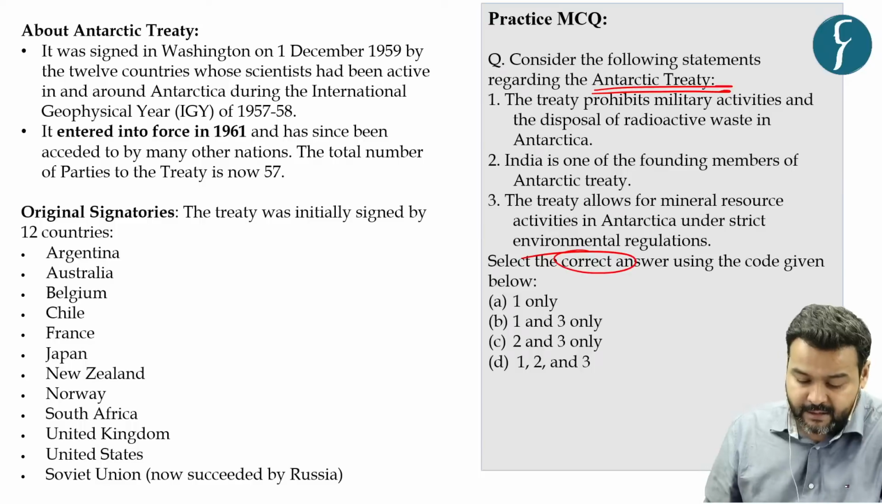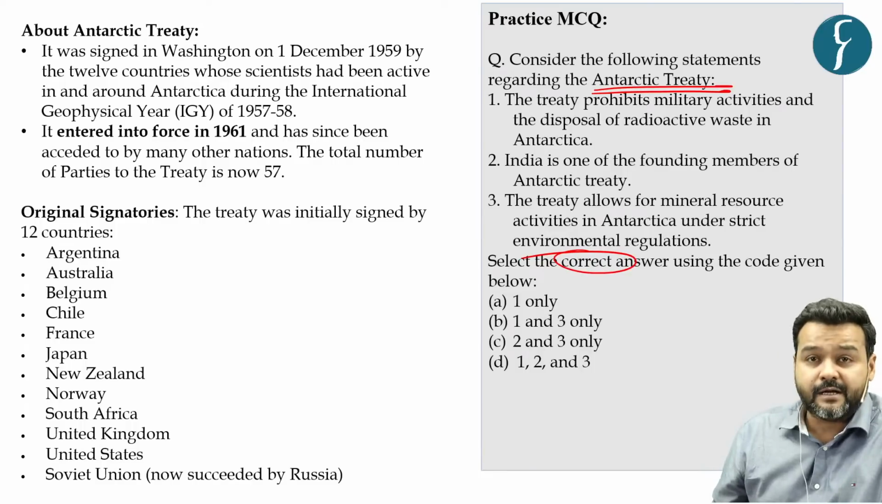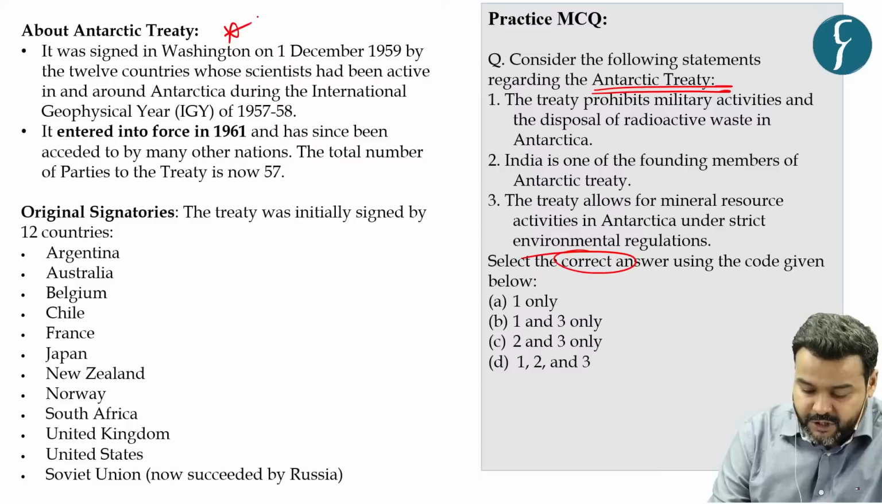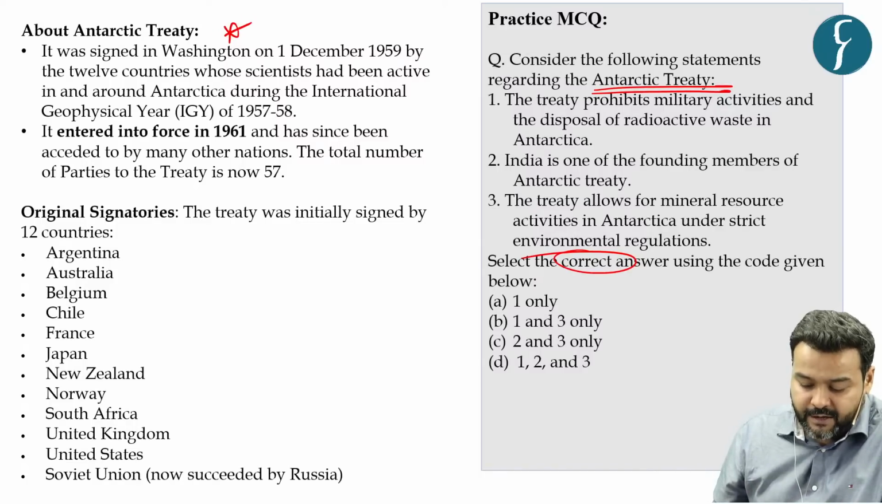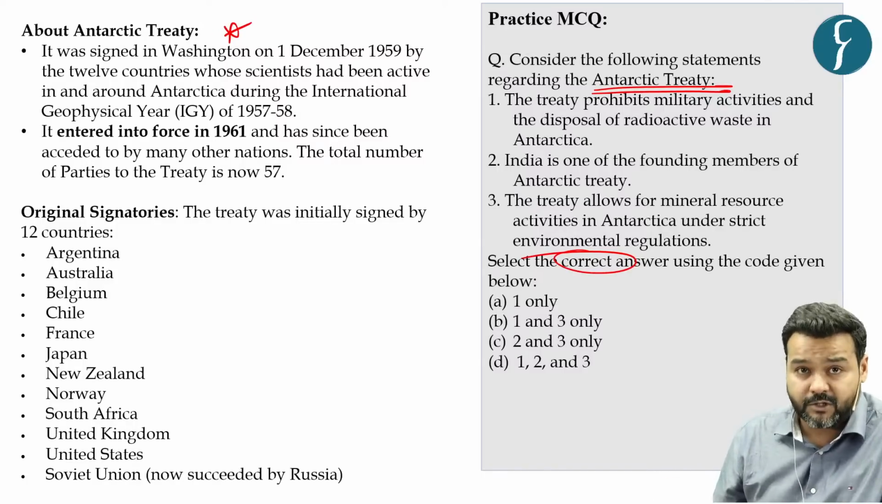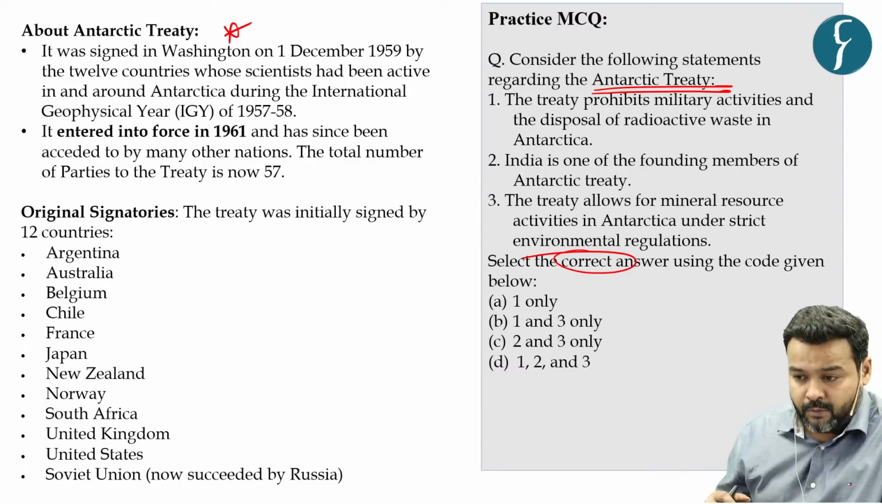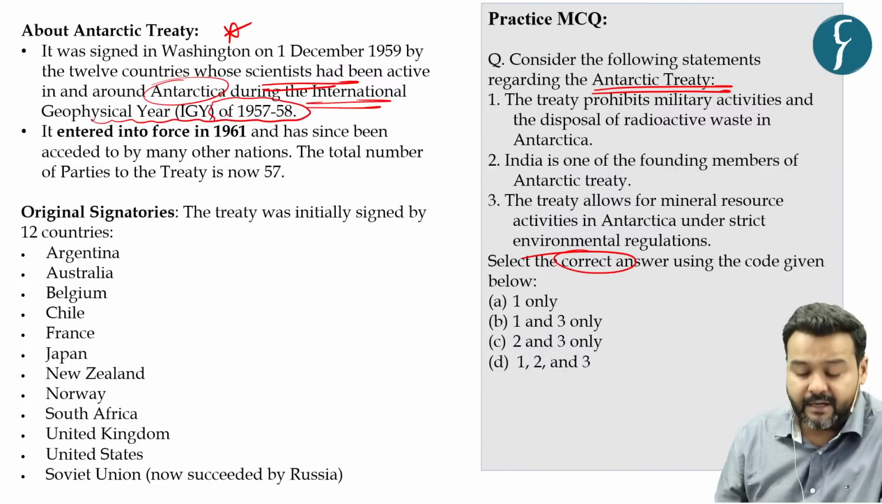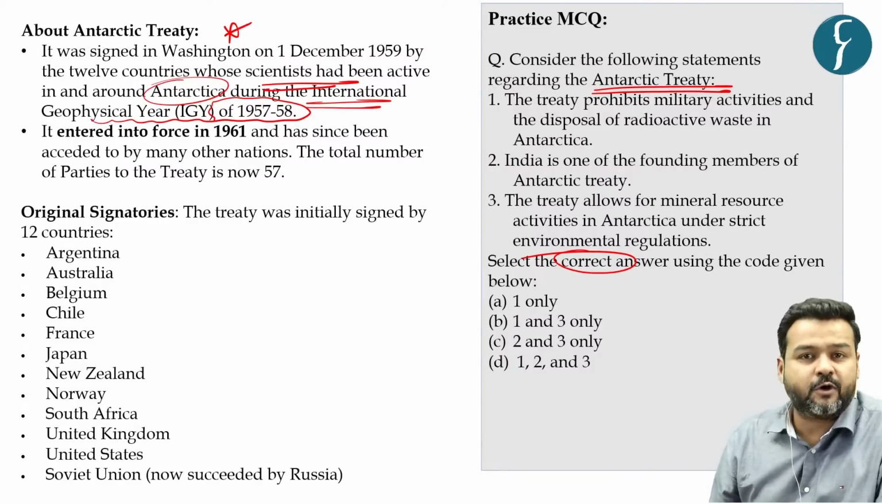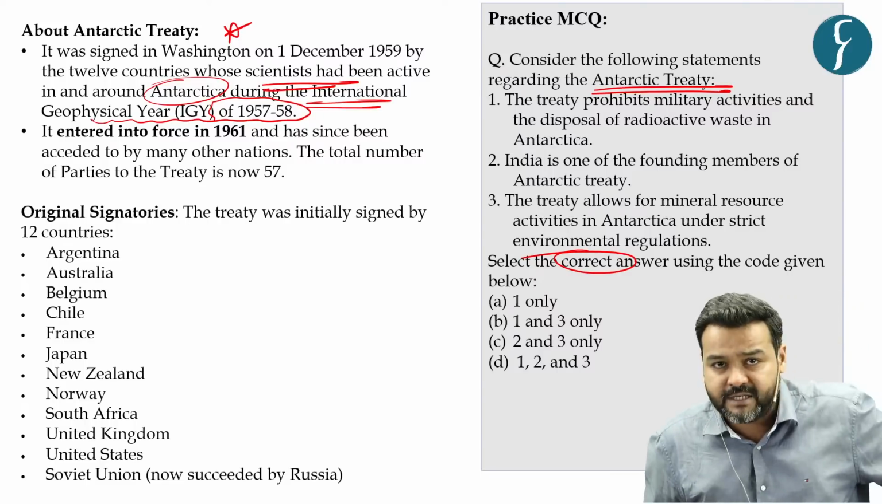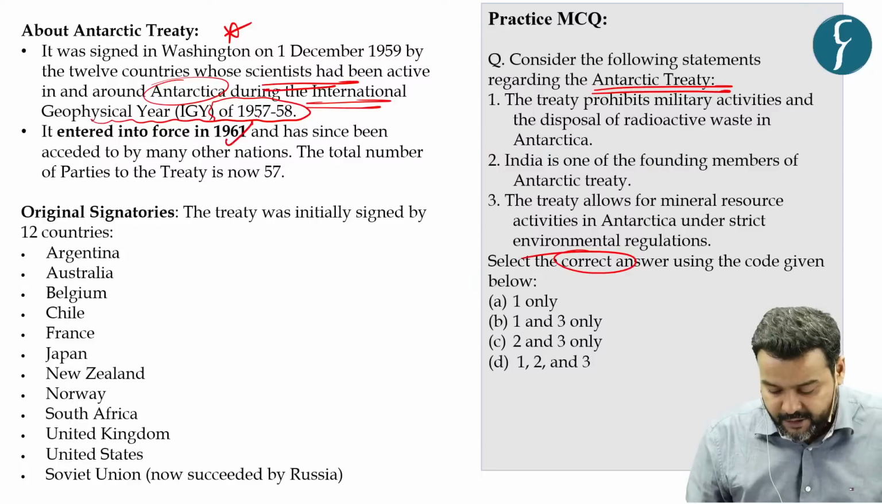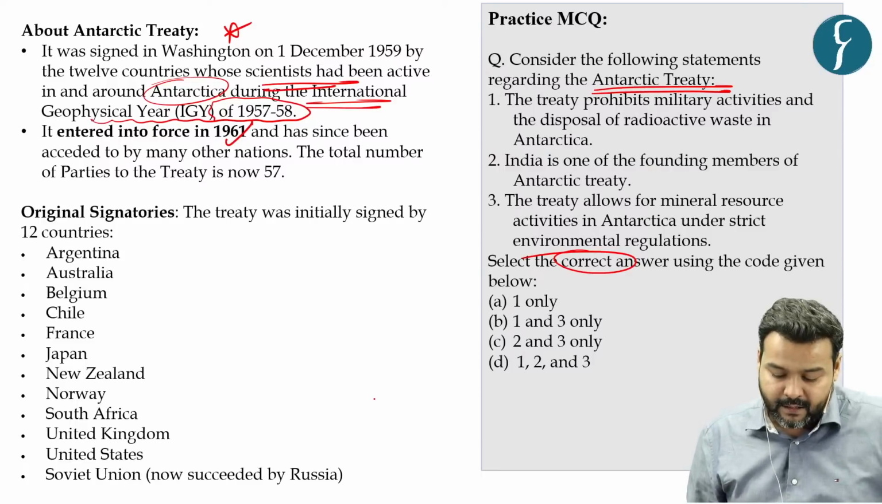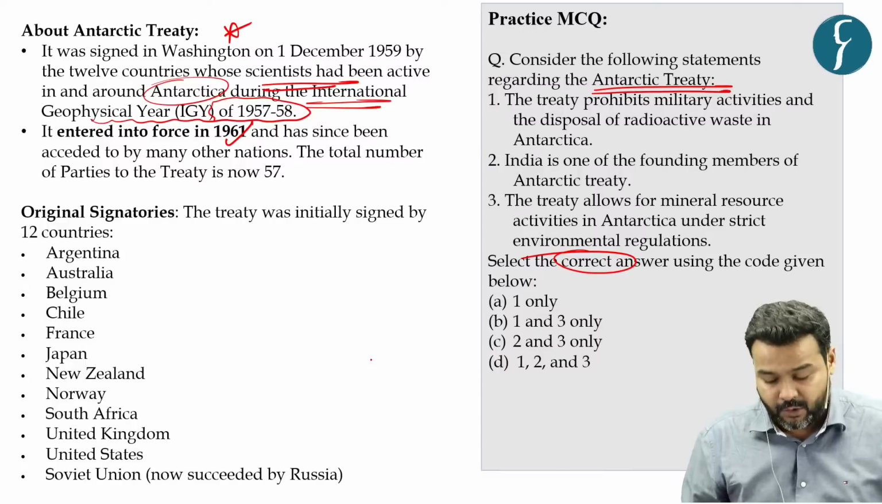Before that, we must look into the basics related to the Antarctic Treaty. It was signed in Washington, and 12 countries originally signed it. India was not a member. Those were countries whose scientists had been active in and around Antarctica during the International Geophysical Year of 1957-1958. So a consensus was built up that this should be used for scientific research and peaceful purposes, and this treaty came into force in 1961, and it has been joined by several countries, including India.